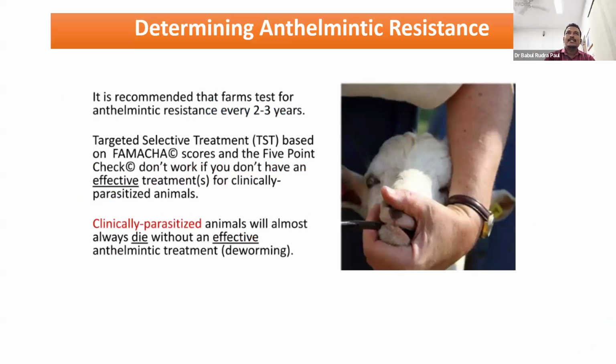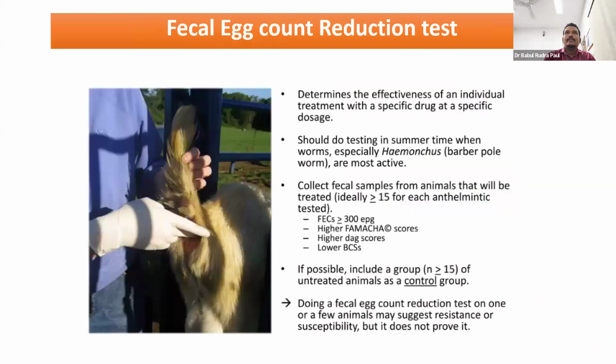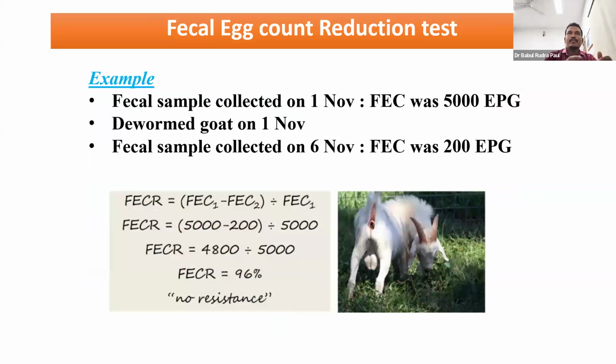So to overcome this resistance, we have to go for an effective method, that is the fecal egg count reduction test. On the farm, we have to do this fecal egg count reduction test before treatment and after treatment, to check whether the parasite is resistant against the particular dewormer or not. For example, if a fecal sample is collected 1 week before treatment and the egg per gram is around 5,000, and deworming is done after the fecal collection, and after a week, a fecal sample is collected from the treated animal.